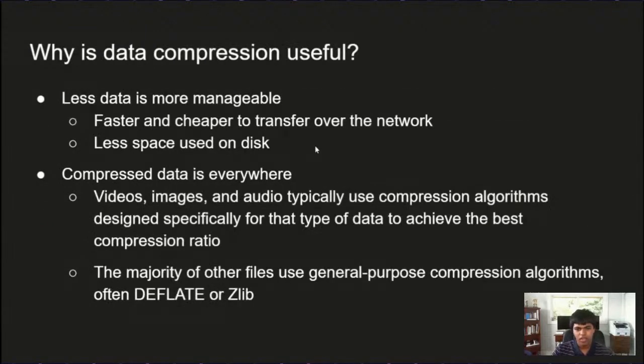So we can discuss why data compression is useful in the first place, especially in a browser environment. The obvious answer is that having less data means it's easier to transfer over the network, and it requires less space or less memory. Basically, having less data in memory is always better because it's just easier to manage.